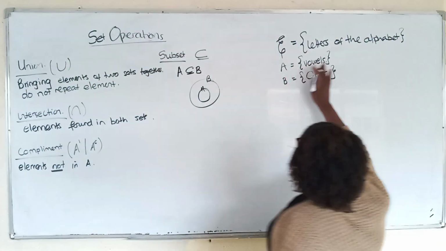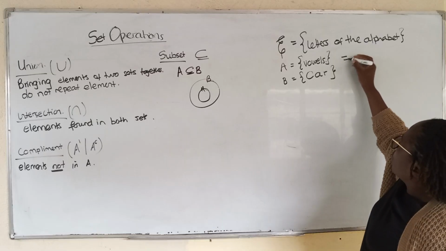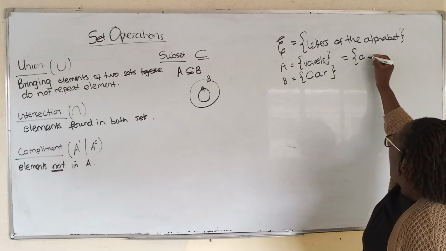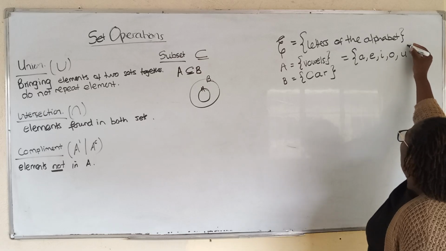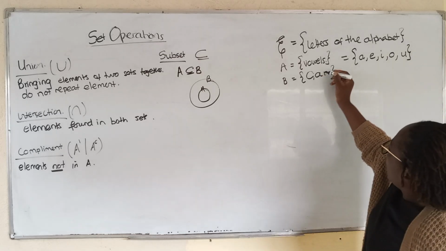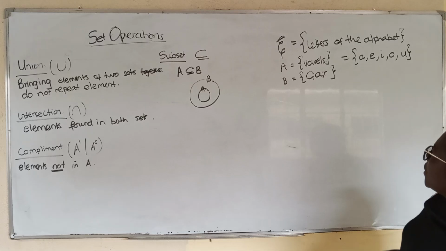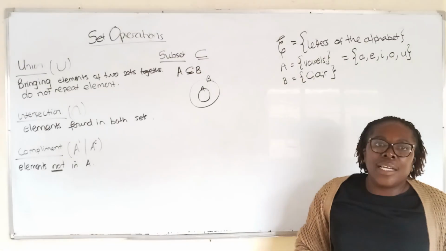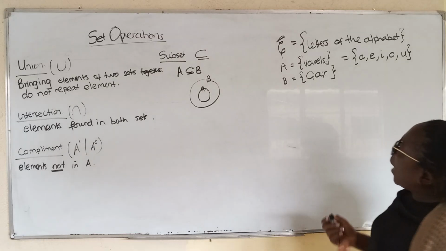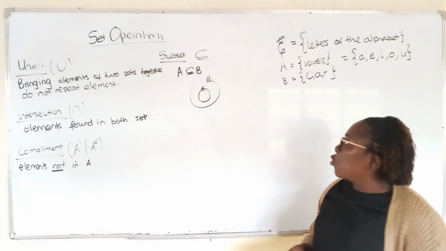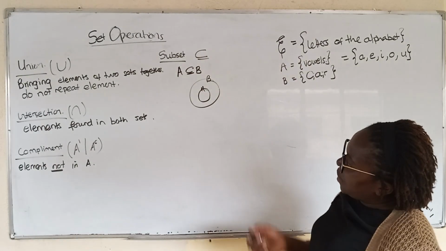So here, if A is the set of vowels, we can list the elements of A as A, E, I, O, U. And then the elements of B are listed as the letters that form the word CAR. So the elements of B are C, A, R. So these are the two subsets of the universal set that we have.